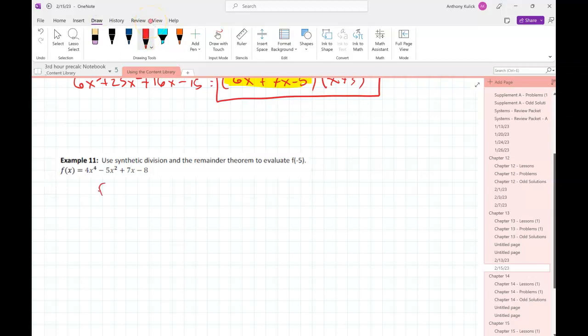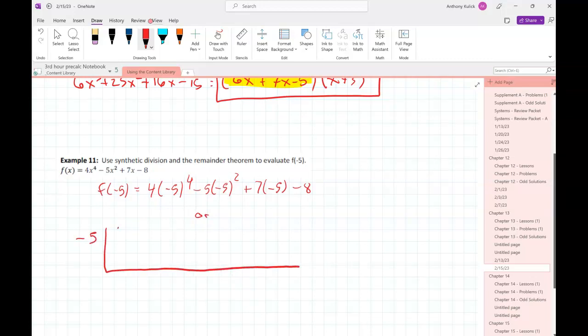So if I were to do this the long way, I would do this, right? Everybody's cool with that? Or I can use what I've just learned and do this using synthetic division. Why did I write that 0 there? Yeah, very good. There's no x cubes, so I need to make sure I put a 0 there.